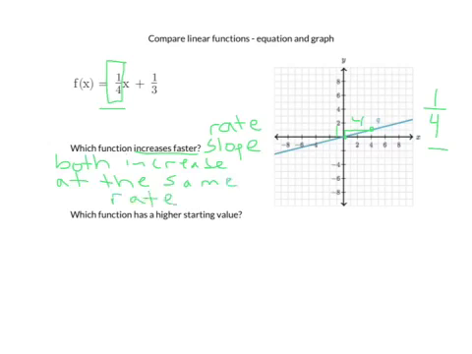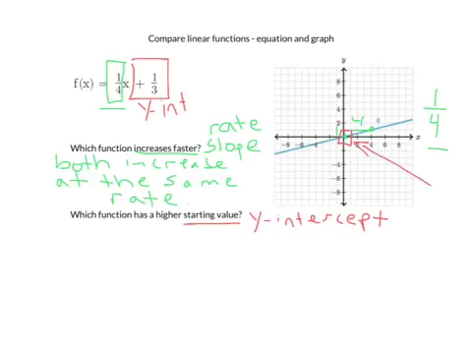In question number 2, which function has a higher starting value? So we know that starting values are our y-intercept, that initial value. In f of x, 1/3 is our starting value, and our y-intercept for q of x is right here at the origin, so our y-intercept is 0. So this is our y-intercept, and this is our y-intercept. So if we compare those, 1/3 is larger, so our higher starting value is in the function f of x.